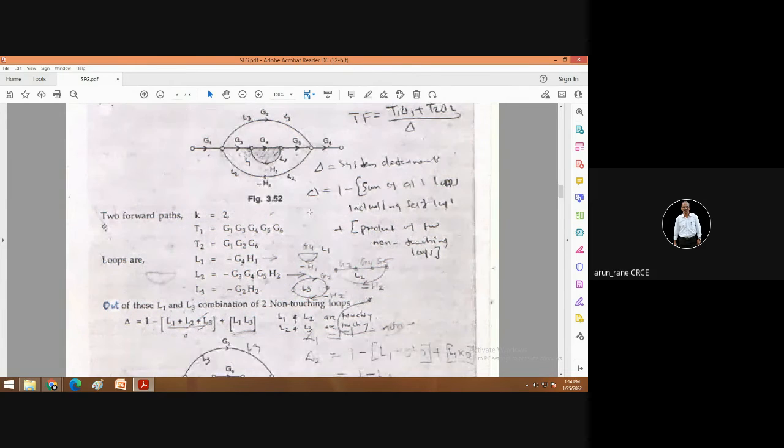So now you have to identify which are touching loops and which are non-touching loops. So L1, that is this, and L2, that is this. So they are touching. See, look at this. This is L1 and this is L2. So they are touching over here, in this portion.